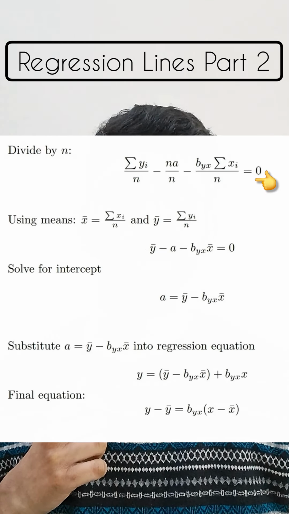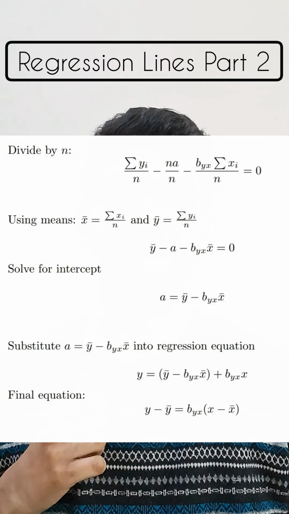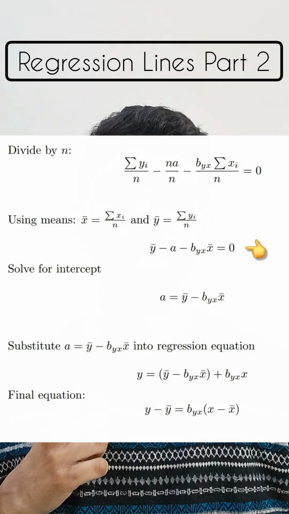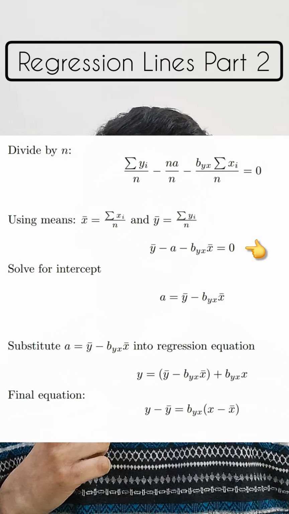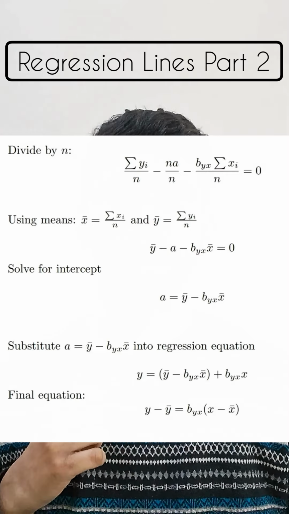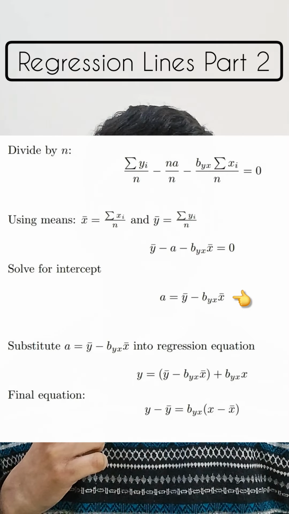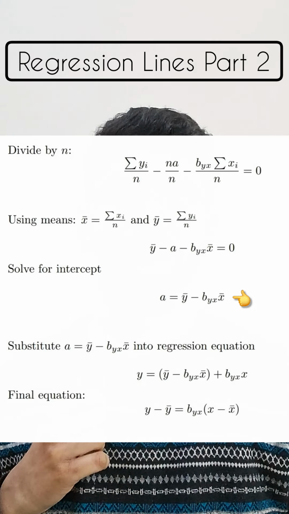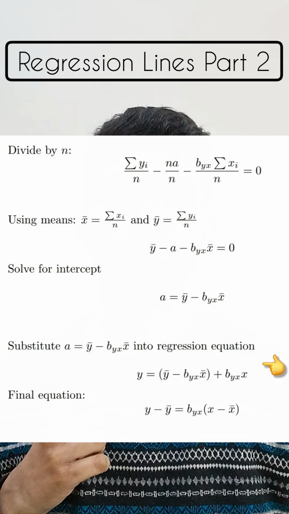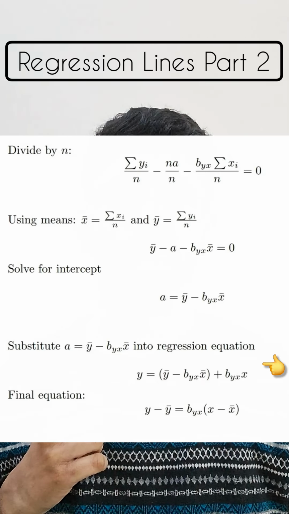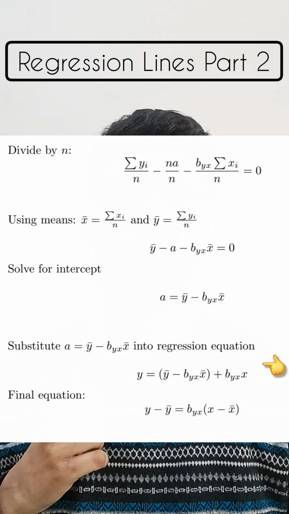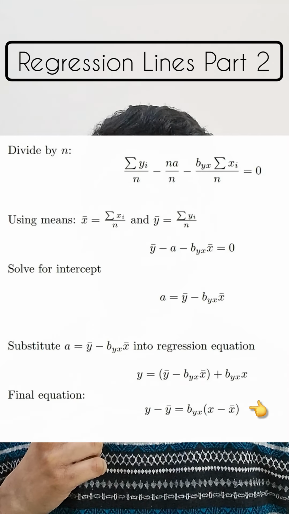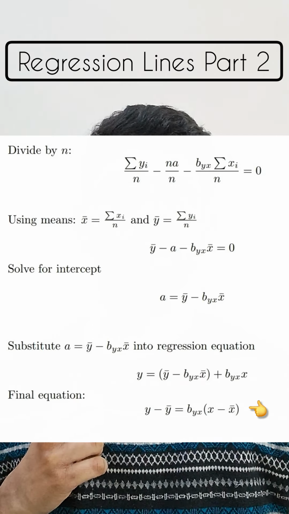After that, we will divide this equation by n and then using means we will get y bar minus a minus b subscript yx into x bar is equal to 0. Then we will solve for the intercept and get a is equal to y bar minus b subscript yx into x bar. After substituting this into the original equation and simplifying, we will get y minus y bar is equal to b subscript yx into x minus x bar.